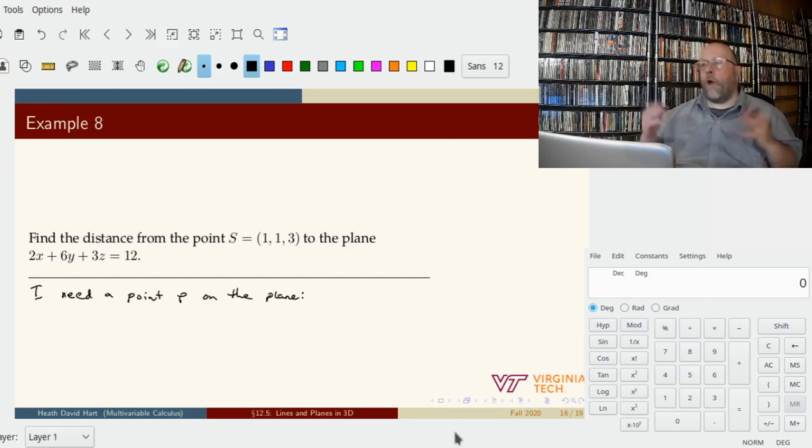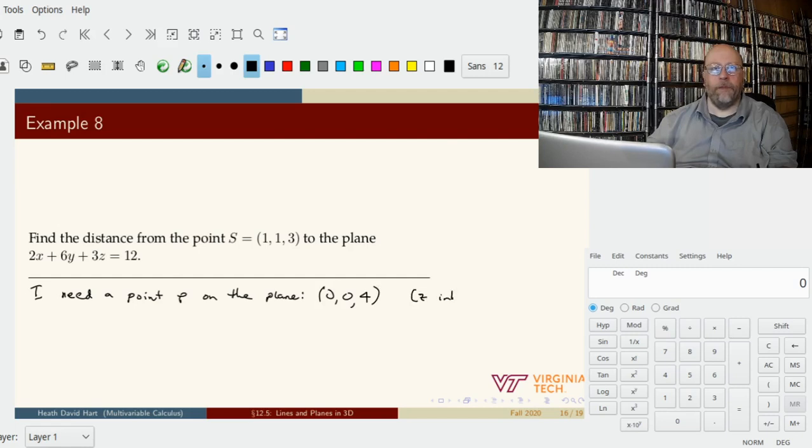Well, there are a lot of ways of finding a point on a plane, but an easy way would be to just go ahead and set x and y equal to 0, and then see what the z-coordinate has to be to make this equation true. So 2 times 0 plus 6 times 0 plus 3 times 4 is 12. This just happens to be the z-intercept. Any point on the plane is fine, but the z-intercept is easy to calculate.